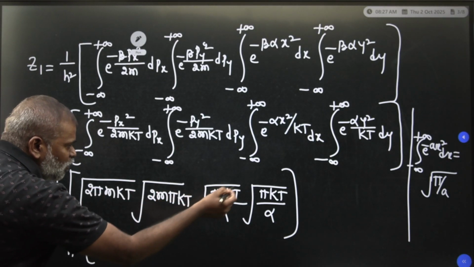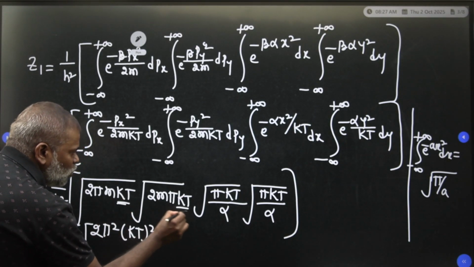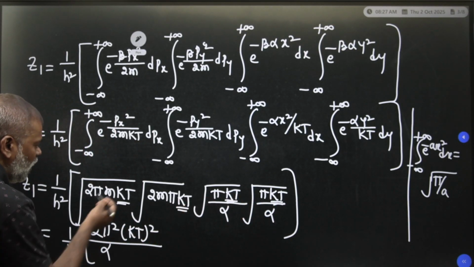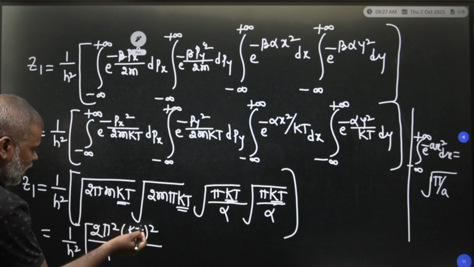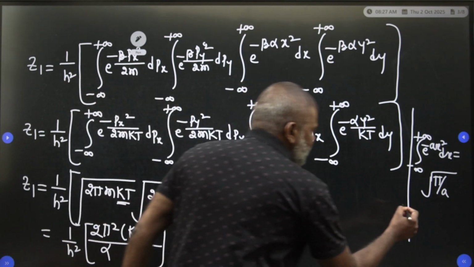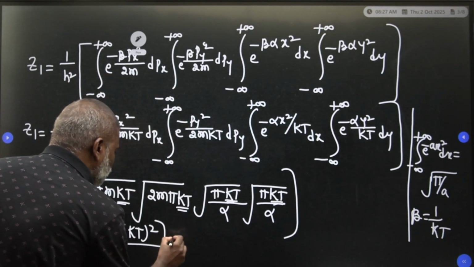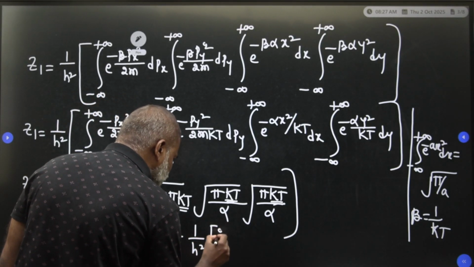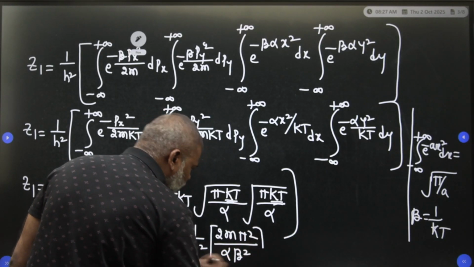So pi, that is pi square, kT whole square, root kT, root kT, is there. Now root alpha into alpha. So now you are going to get 2 pi square kT whole square divided by alpha into h square. But you know that beta is equal to 1 by kT. Therefore, what we have to write is 1 by h square into 2m pi square divided by alpha into beta square.